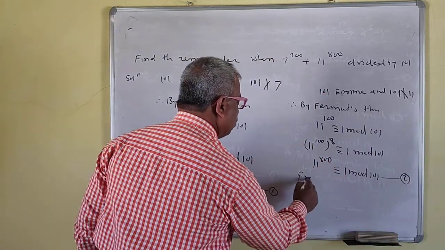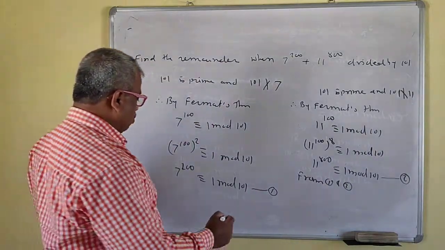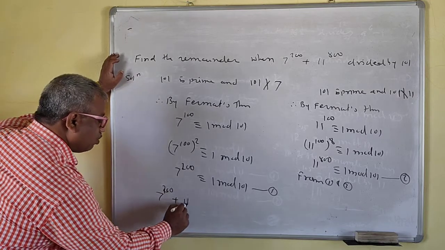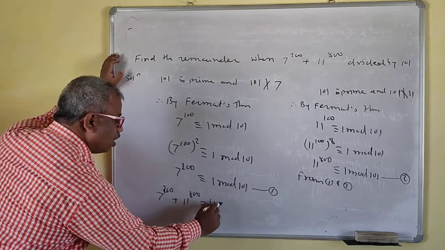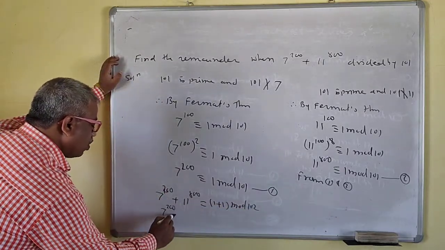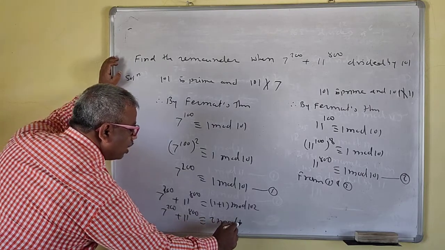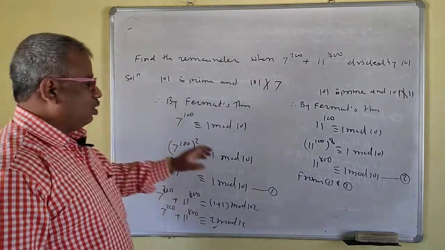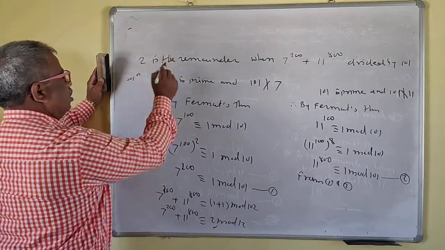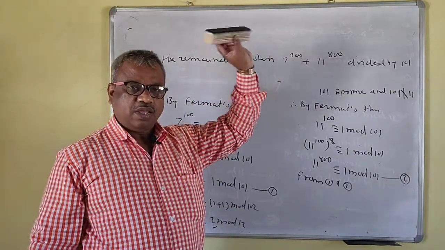So from 1 and 2, we have to take the addition. 7 to the power 200 plus 11 to the power 800 is congruent to 1 plus 1 modulo 101. So this is congruent to 2 modulo 101. That means 2 is the remainder when 7 raised to 200 plus 11 raised to 800 is divided by 101.